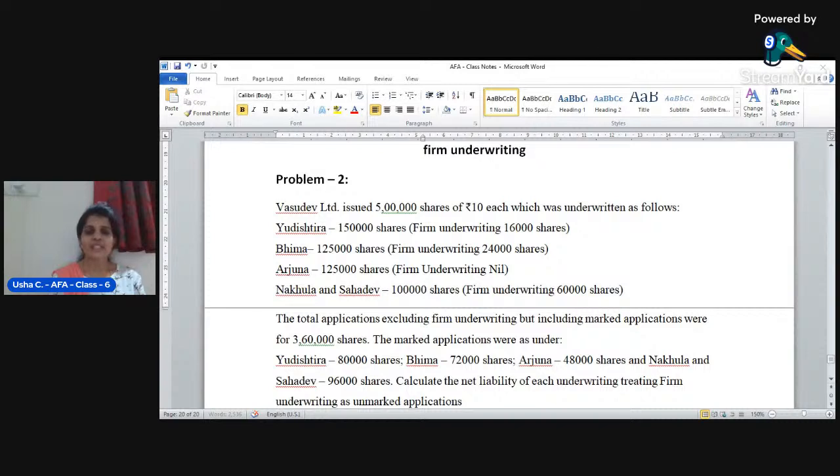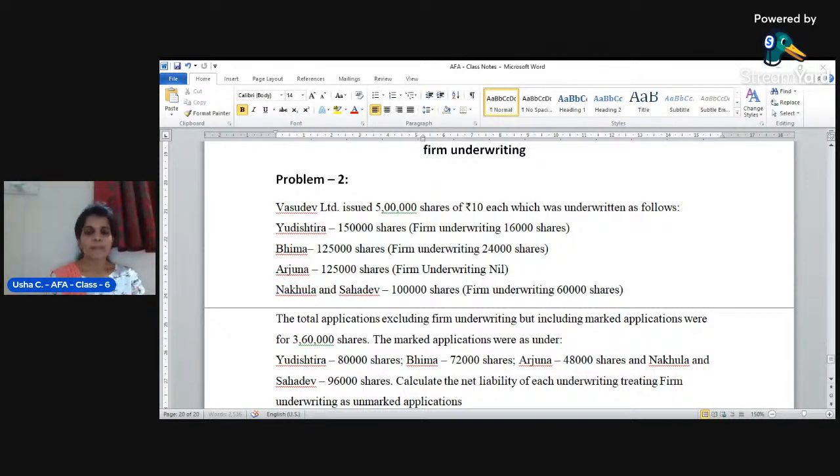First one, Yudhishthira, 1,50,000 shares, which includes a firm underwriting of 16,000 shares. Second one is Bhima, 1,25,000 shares, and Bhima has a firm underwriting of 24,000 shares. Arjuna, 1,25,000 shares, and there is no firm underwriting for the third underwriter. Nakula and Sahadev, 1 lakh shares, and the firm underwriting is 60,000 shares.